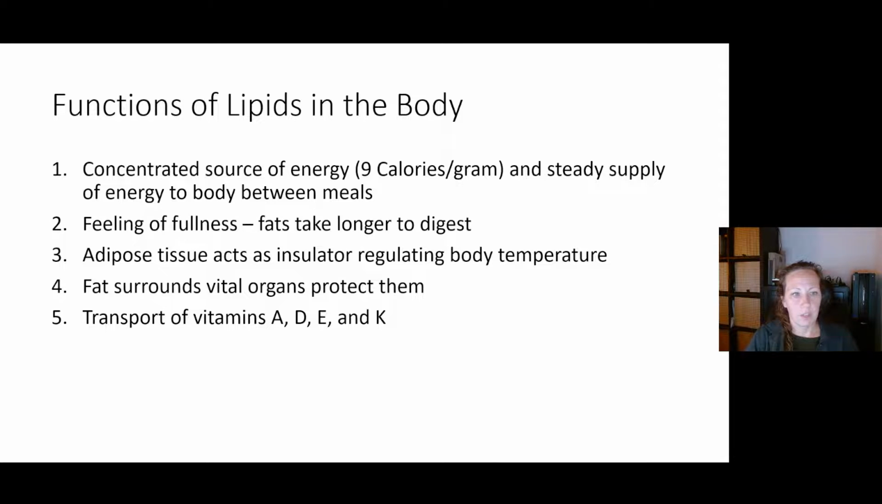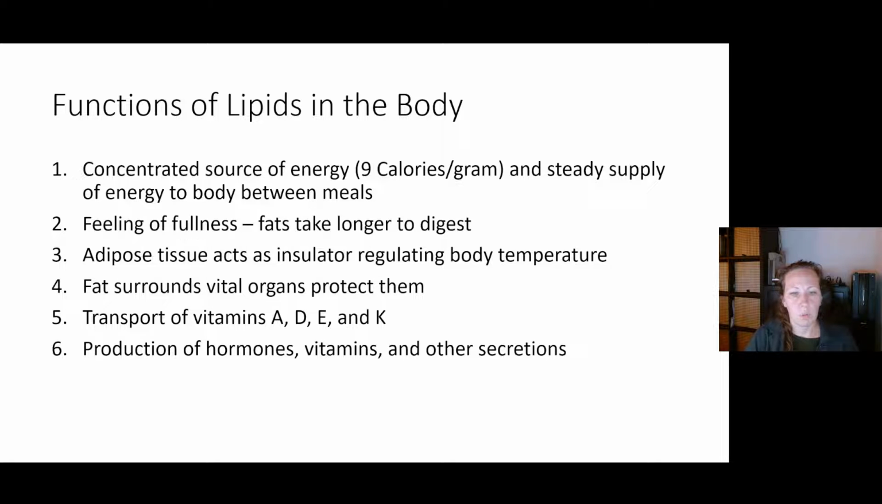Number 5, lipids are used to transport vitamins A, D, E, and K. These are the fat-soluble vitamins, which we'll learn about in a later chapter. But because they are fat-soluble, they need fat with them to transport them.